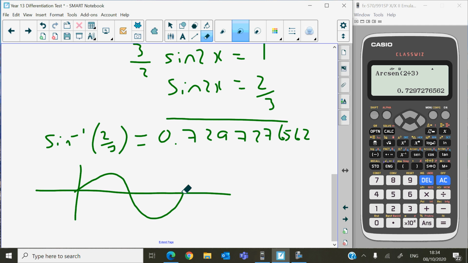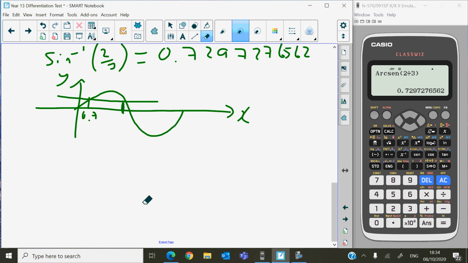Next step, draw your sine curve to remind you where everything goes. This is sine between 0 and 2 pi. We have a positive value 2/3, so it's going up here. There's my first value, the 0.7 bit that I've just calculated. This value, the second one, which is in our range, is 180 or pi radians minus that value, because this length from here to here is the same as that length. So I can now set up our two equations.